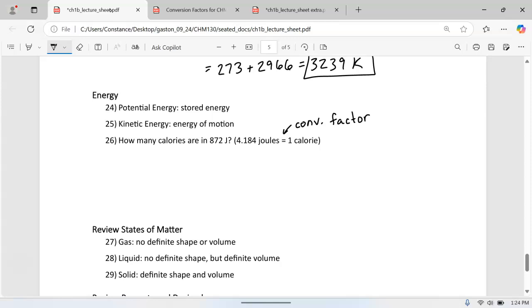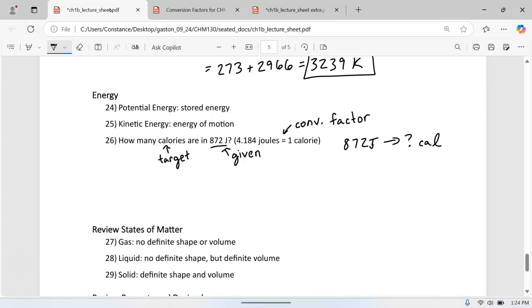If that is our conversion factor, then the 872 joules has to be our given information, and the target is calories. Just a quick roadmap: we've got 872 joules and we're converting that into so many calories.